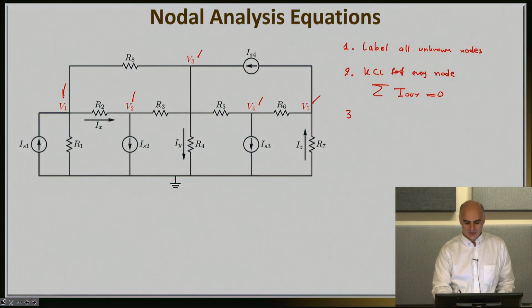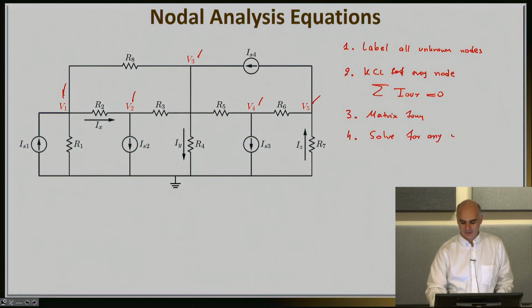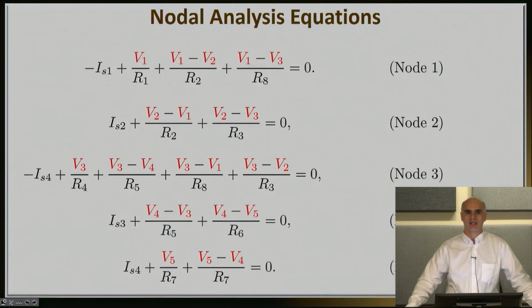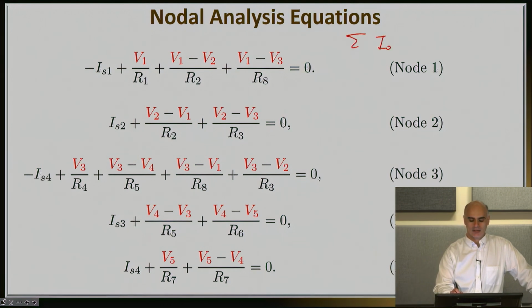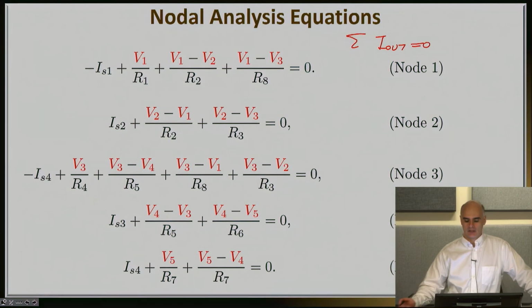Once you get those equations, the new step, which we're going to learn today, is how do you place them in a matrix form. And then we will briefly discuss solving for any other quantity that you want. So let's go ahead and look at step number 3. These are the nodal analysis equations that you would get if you take the circuit that I gave you before and you write nodal analysis in exactly the way I suggested, meaning summing all the currents out of the node to be equal to 0. You'll get one for node 1, node 2, and so on and so forth.